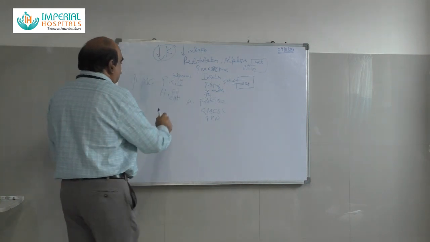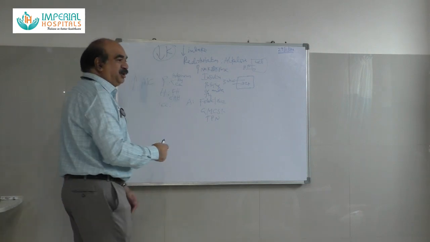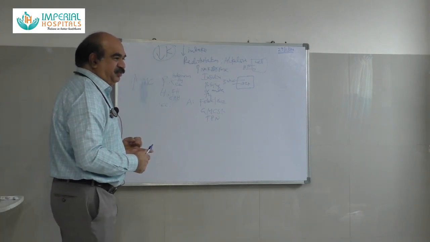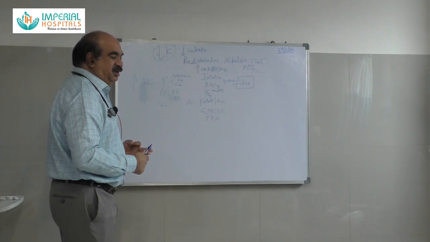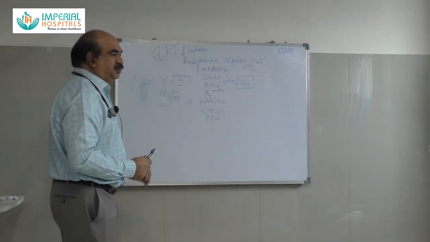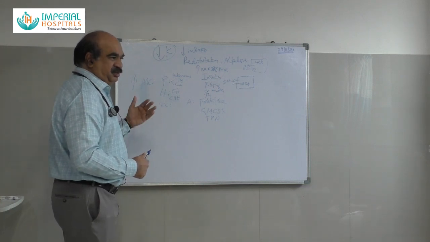And in secondary causes, what are the secondary causes of hyperaldosteronism? Hypovolemia can cause secondary hyperaldosteronism, malignant hypertension, renal artery stenosis, renin secreting tumors. These are causes of secondary hyperaldosteronism. Even in Cushing syndrome, aldosterone levels are high. Even Bartter syndrome, Gitelman syndrome.